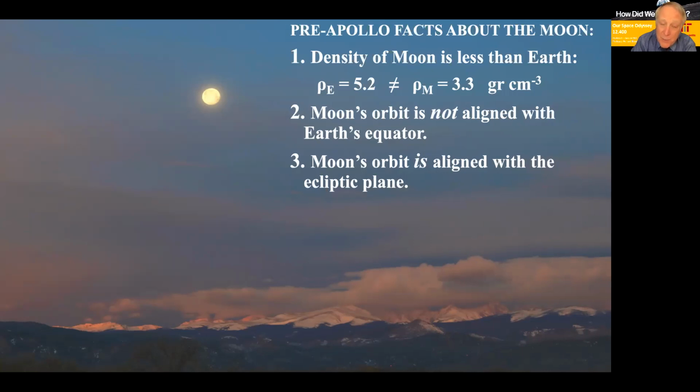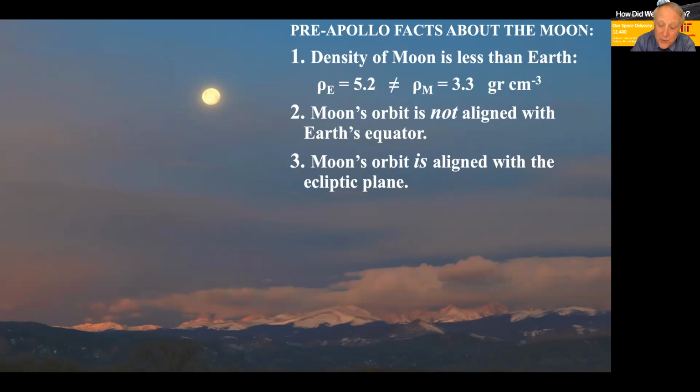For Jupiter, for example, the Galilean satellites of Jupiter orbit around Jupiter's equator. It makes perfect sense. But the moon does not orbit around Earth's equator. The moon orbits in nearly the same plane as the Earth's orbital plane around the sun. So the moon is going around the Earth, but the plane of that orbit is like the plane of the Earth's orbit around the sun.